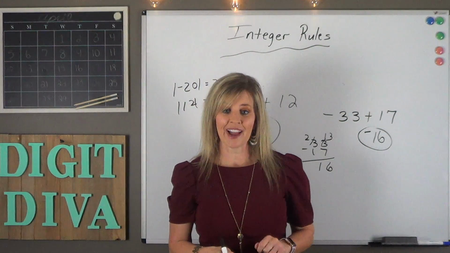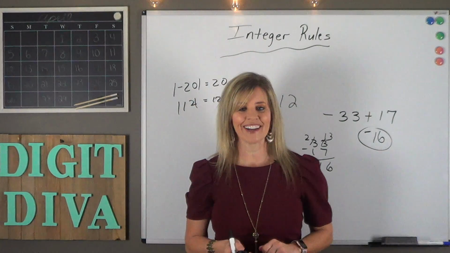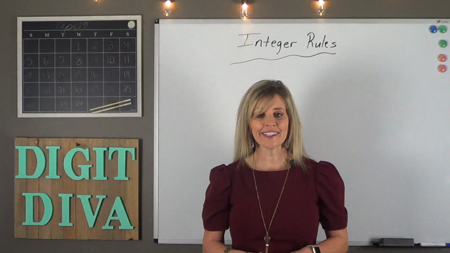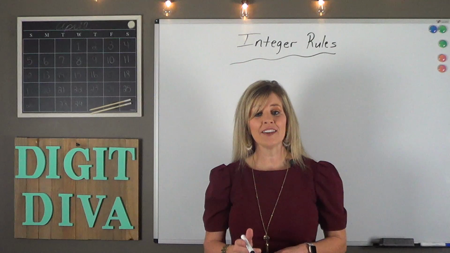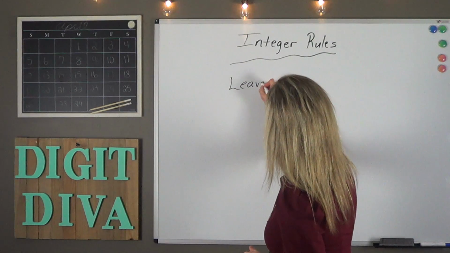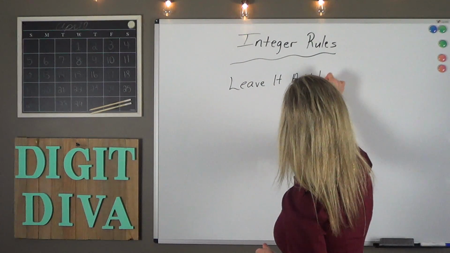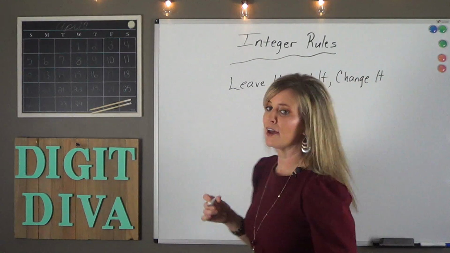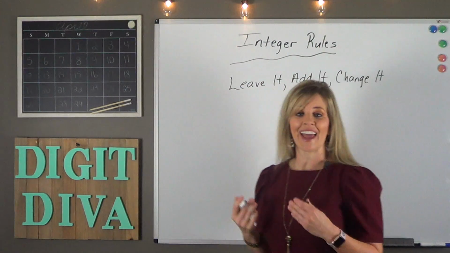Let's move on to subtracting integers. Let's look at the rule for subtracting integers. Use the phrase, leave it, add it, change it. Leave the sign of the first number, change the subtraction sign to addition, change the sign of the second number. So when we are subtracting integers, we're going to use the catchphrase, leave it, add it, change it. And you'll hear me say that over and over.